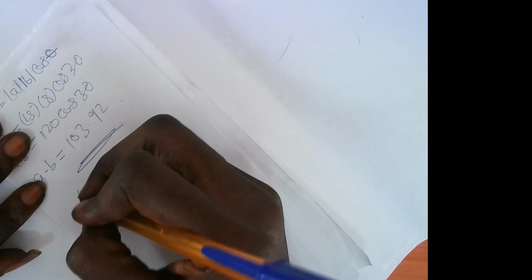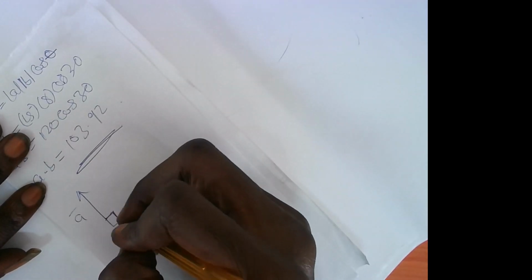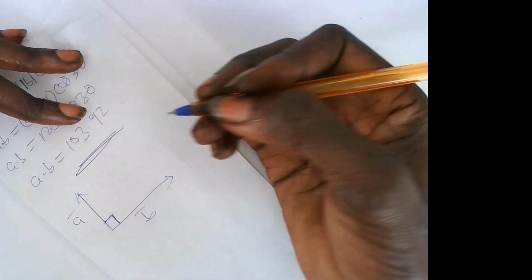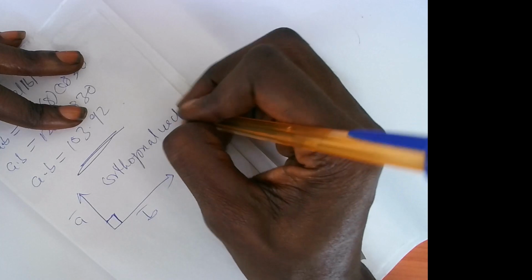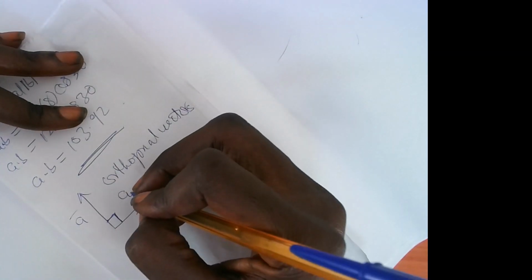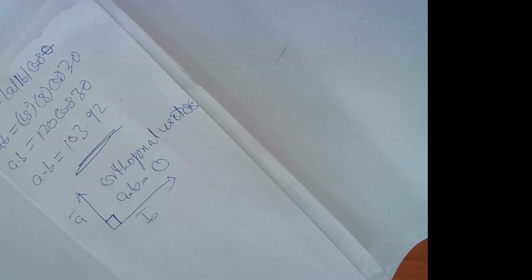Okay, I must also tell you about orthogonal vectors. Vectors are orthogonal when they are perpendicular to each other. For example, if you have vector A like this, and vector B like this, and they are perpendicular to each other, that is, the angle between them is 90 degrees, then they are orthogonal vectors, and their dot product A dot B will be 0. So please bear that in mind. We will come back to that information later on.